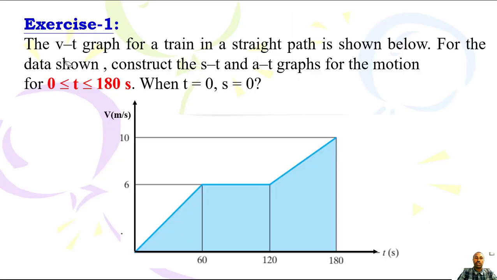So I think this is an exercise you can try. The velocity time graph for a train in a straight path is shown below. For the data shown, you have data from this coordinate system, t versus v. Then you have to construct distance versus t and acceleration versus t graphs for the motion from 0 up to 180 seconds. So you have to develop the equation of these lines, then you follow the same approach. When t is 0, s will be 0. So if you follow the same approach as above, you can try.